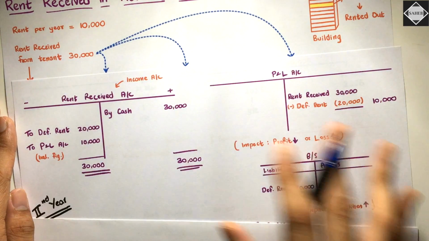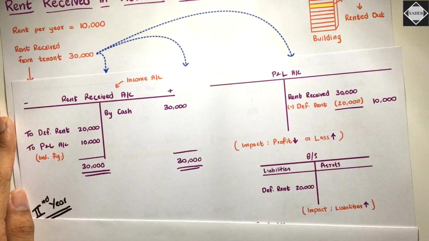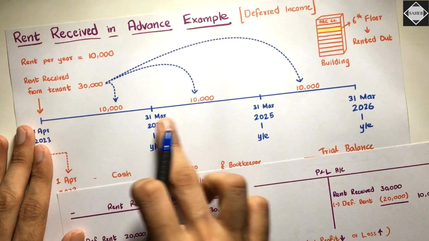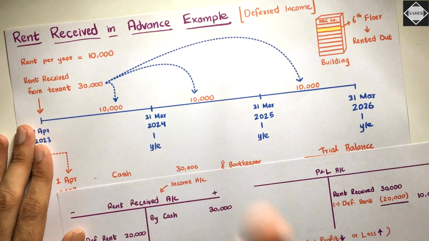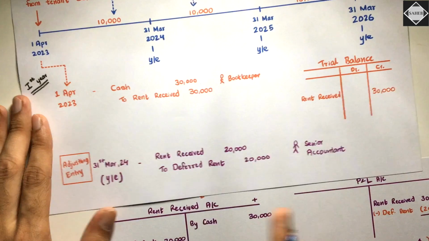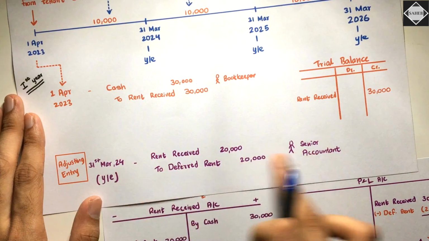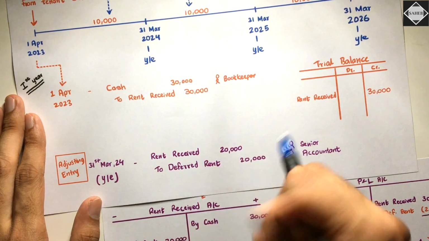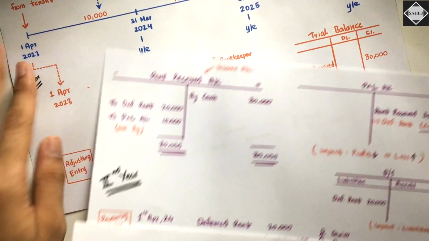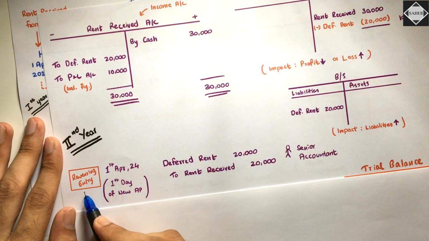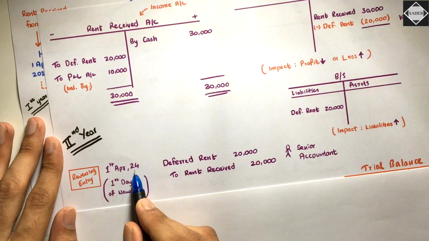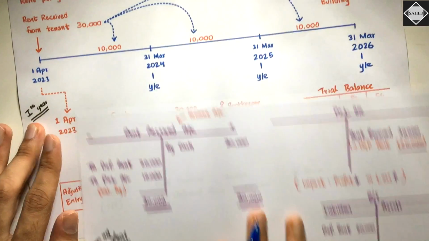Once this is over, preparation of financial statements is over, then what we have to do, next accounting period will start, the second year. In the second year, on the first day, you have to reverse this adjusting entry. Whatever you passed over here, the entire opposite thing you have to do. See, in the second year, this entry you have to pass. Reversing entry or reversal entry, we call it.